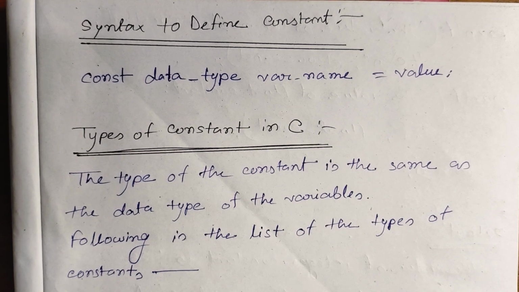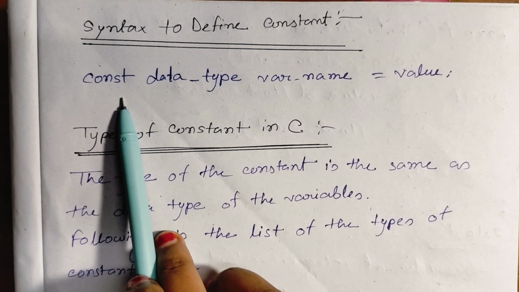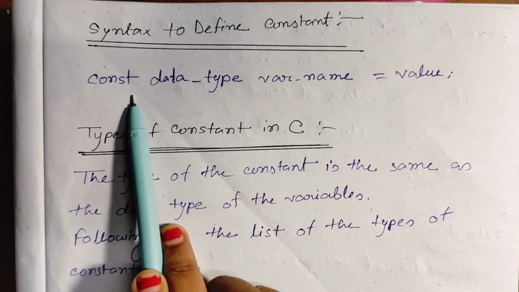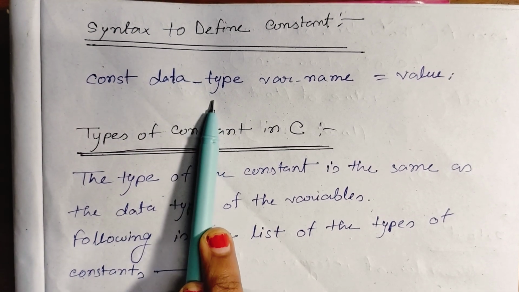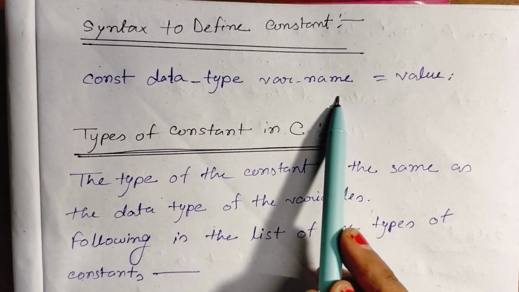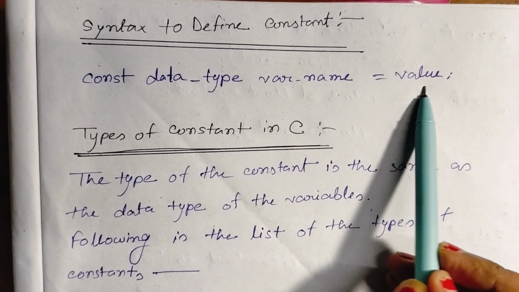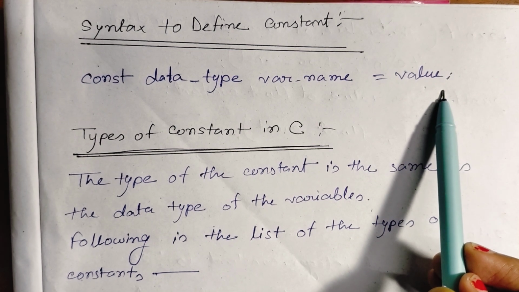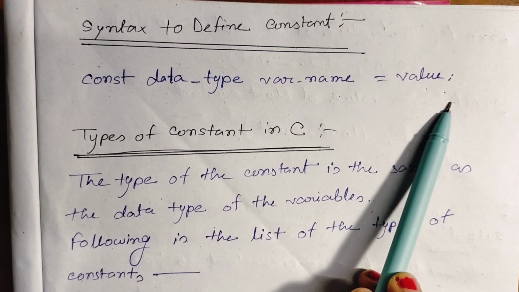Now the syntax to define a constant. For defining a constant in the C program, we have to use the const keyword. Then there is a data type, which means int, float, or char. Then there will be a variable name and the value, a character value, an integer value, or a float value. This is the syntax of a constant.